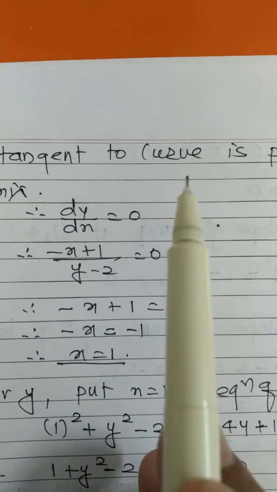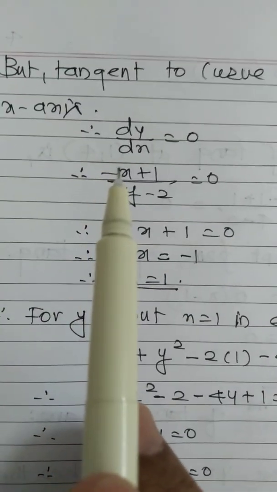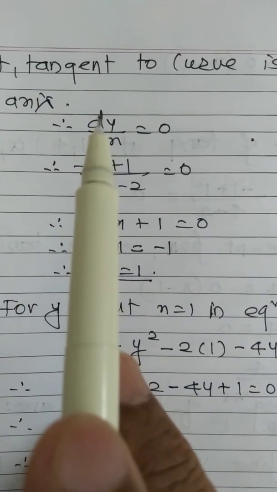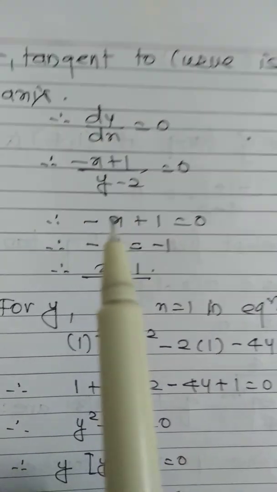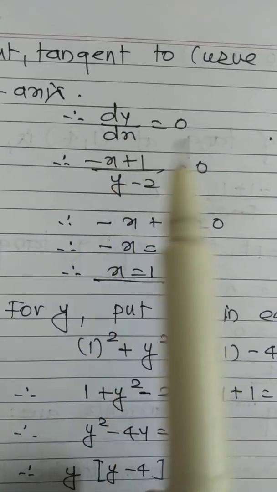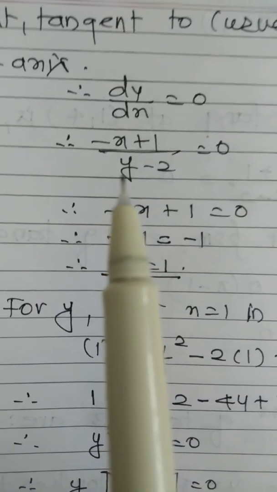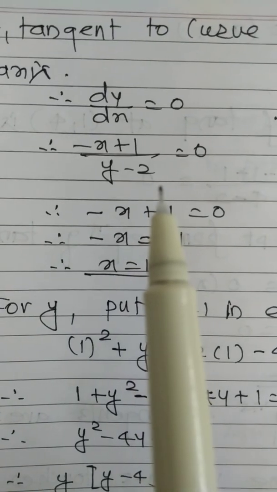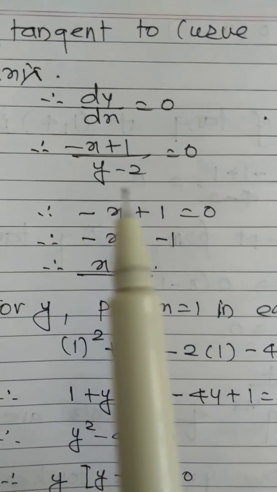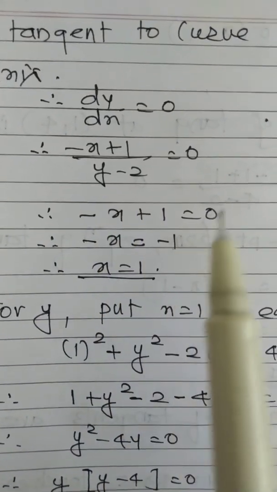The tangent to the curve is parallel to the x-axis, as we have already discussed. So definitely the slope of that tangent equals 0. Slope of tangent equals 0 means dy/dx equals 0. You know the value of dy/dx: (-x + 1)/(y - 2) equals 0.